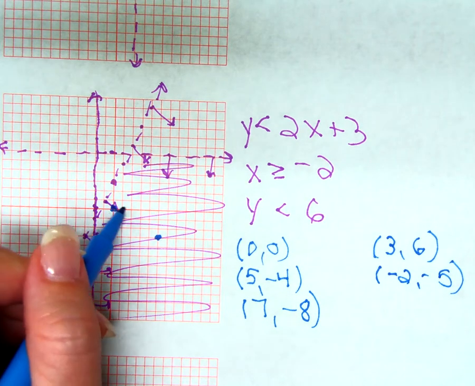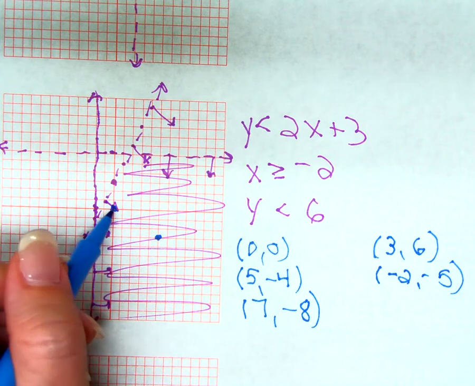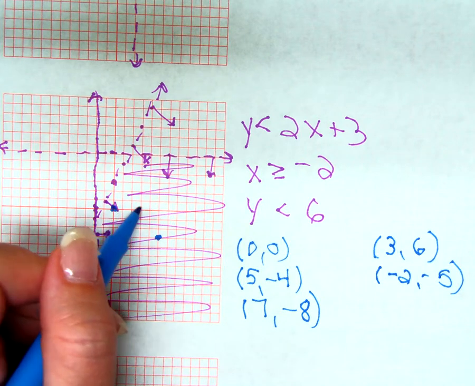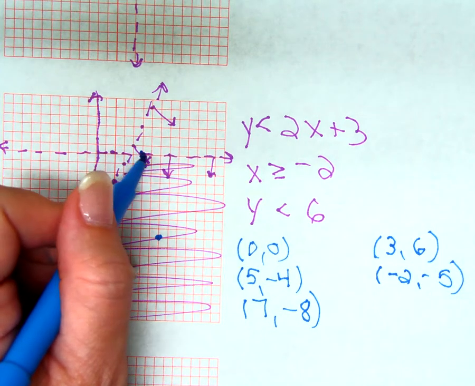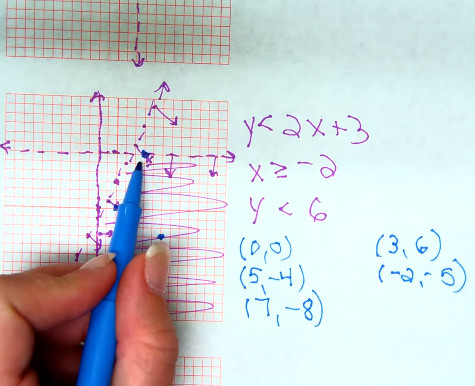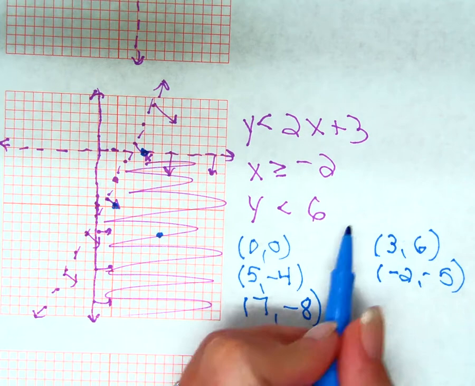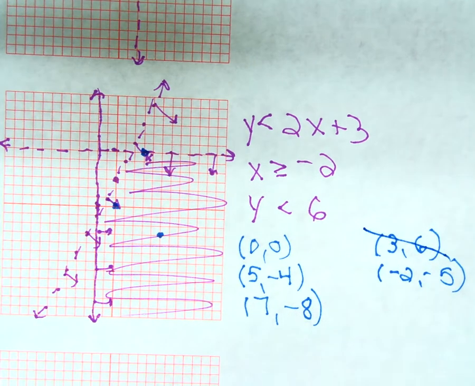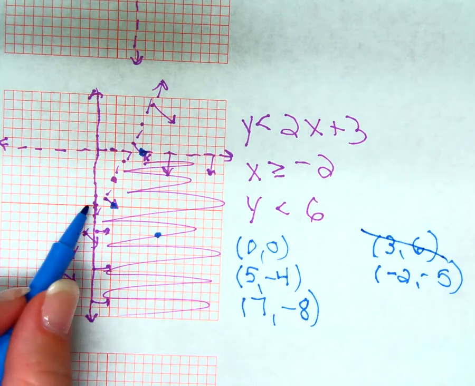3, 1, 2, 3. And 6 is right there. It is on the line. And that line is dotted. So that means it's not included. So is that point a possible solution? No. What about negative 2, negative 5?